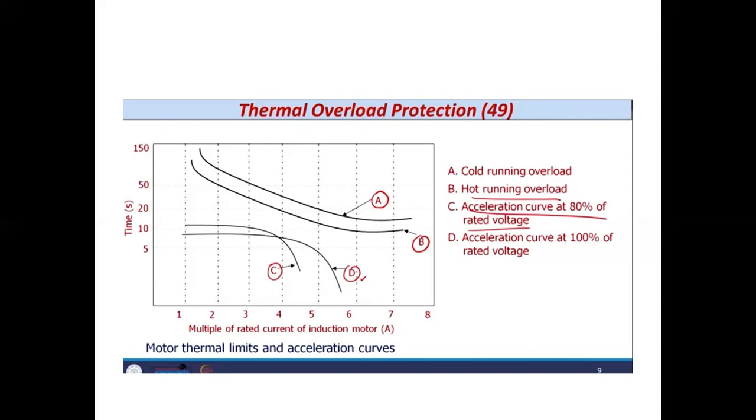The other two curves, curve C and curve D, are the acceleration curves for the motor. One is C at 80% of the starter voltage, and D is at 100% of the rated voltage. When you consider the setting of the relays, you need to consider the acceleration curve with 80% of the rated voltage.